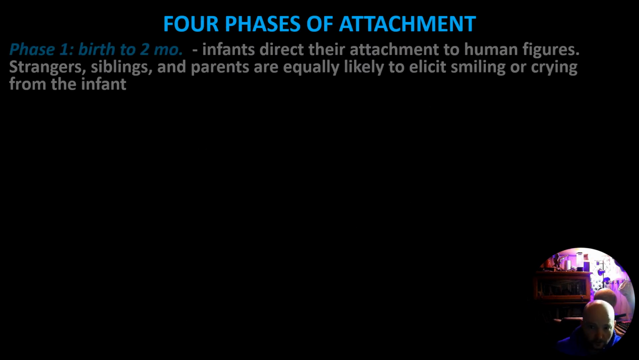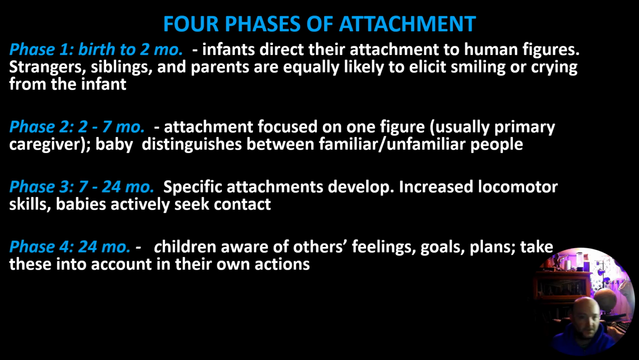Okay, so this is kind of interesting, right? As soon as the baby's born, attachment's starting. This is why I was making that point that it's kind of interesting they're often talked about as two different things, but obviously attachment and trust are aspects of the same issue. Infants are directing their attachment to human figures. Strangers, siblings, parents are equally as likely to get a smile or cry from the infant. Then at around 2 months to 7 months, the baby's starting to get better at distinguishing between people.